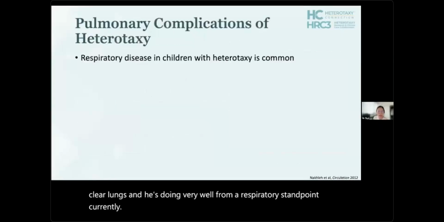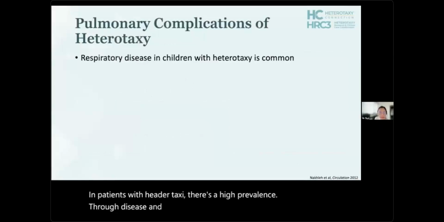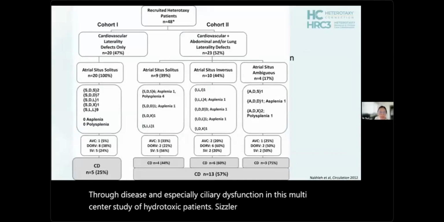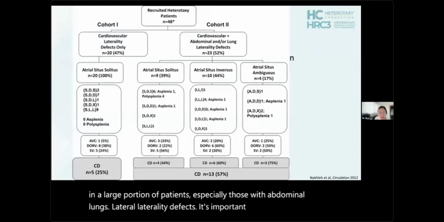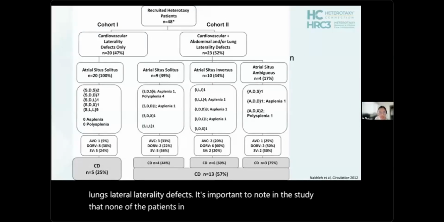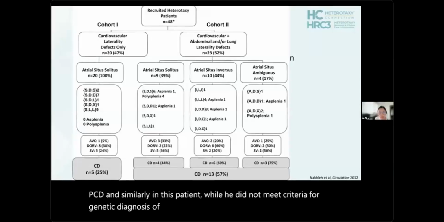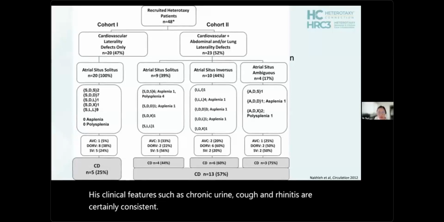In patients with heterotaxy, there's a high prevalence of respiratory disease, and especially ciliary dysfunction. In this multi-center study of heterotaxy patients, ciliary dysfunction was found in a large portion of patients, especially those with abdominal lung laterality defect. It's important to note in this study that none of the patients in this cohort had genetically verified PCD. And similarly in this patient, while he did not meet criteria for genetic diagnosis of PCD, his clinical features such as chronic year-round cough and rhinitis are certainly consistent, and as such warrant treatment with airway clearance and monitoring with respiratory culture.